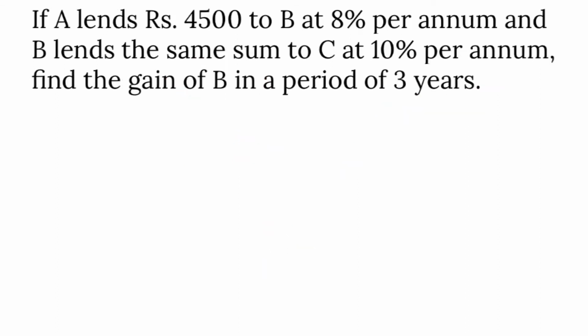If A lends 4,500 rupees to B at 8% per annum and B lends the same amount to C at 10% per annum, find the gain of B in a period of 3 years. A is giving to B at 8%, B is giving to C at 10%, and all are simple interest. And how much is the profit in terms of rate? There is a profit of 2%. So using that, his profit is nothing but interest. Extra interest is his profit.